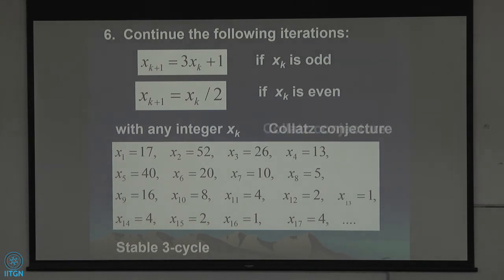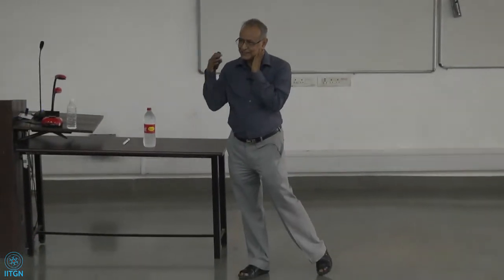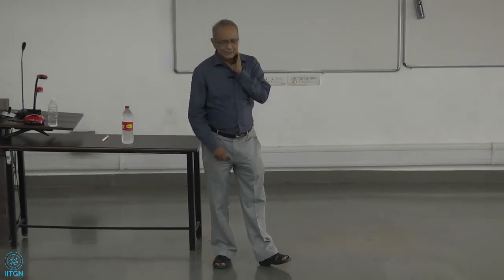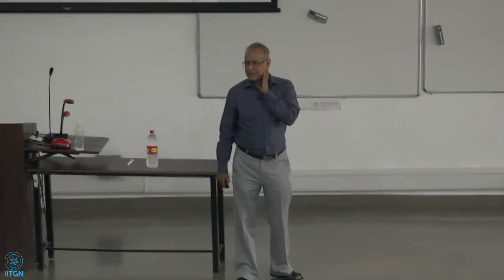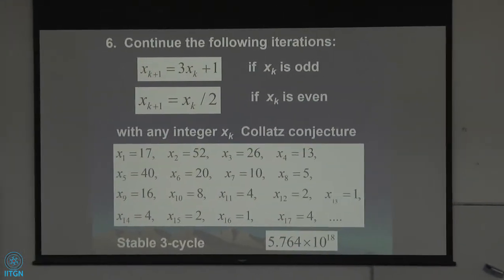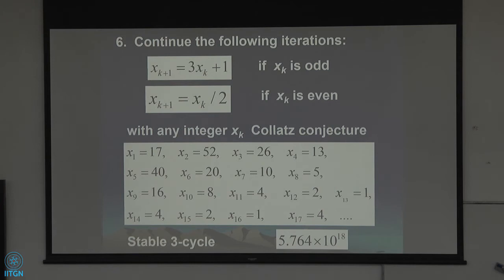Actually, this is known as Collatz's conjecture. It was made in 1938, but it is still an open problem. Nobody has been able to prove that it has to do this. But with computers, people have tried all initial starting values up to this number, starting from 1 to 5.764 into 10 to the power 18. With all these starting points, you get 4, 2, 1, 4, 2, 1.